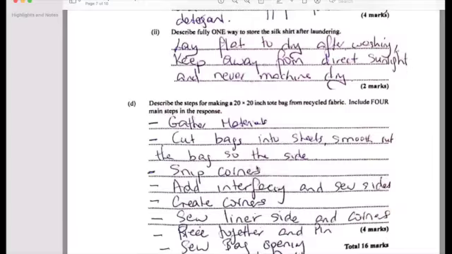Next question: describe the steps for making a 20 by 20 inch tote bag from recycled fabric. Include 4 main steps. So first you have to gather your material.